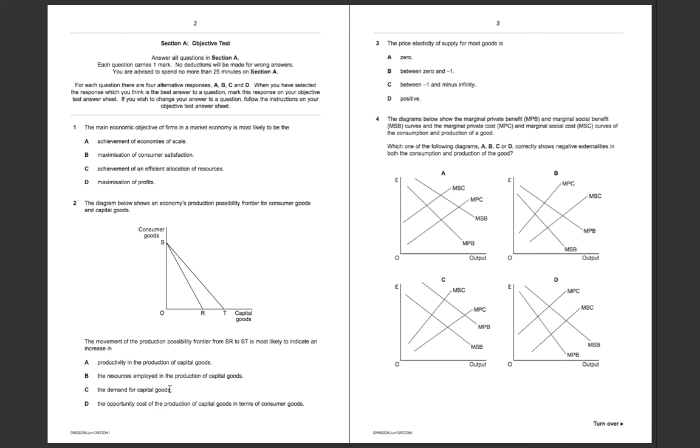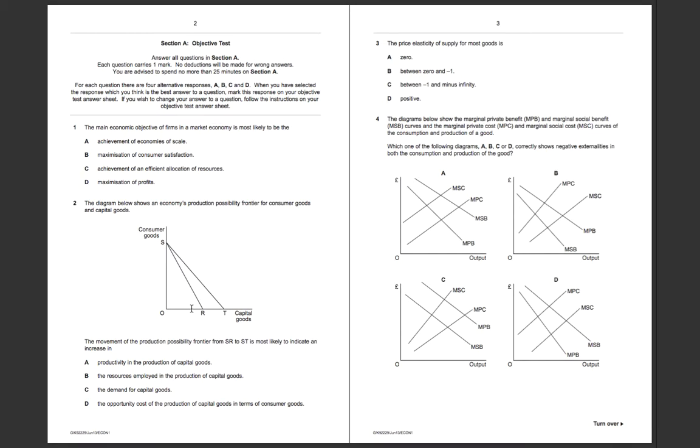Demand for capital goods. Well, again, production possibility frontiers don't actually show us demand for goods. They just show us the possible combinations of goods that can be produced. And an increase in the opportunity cost of the production of capital goods in terms of consumer goods. Well, actually, this isn't the case, because if we take, for example, a point here on capital goods, and look at increasing from this point to this point on SR, the opportunity cost would have been this amount of consumer goods.